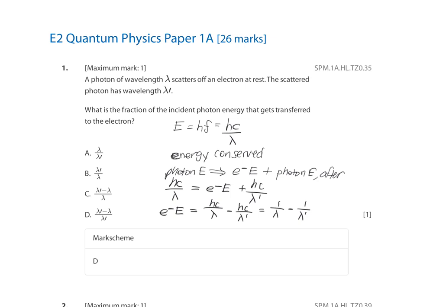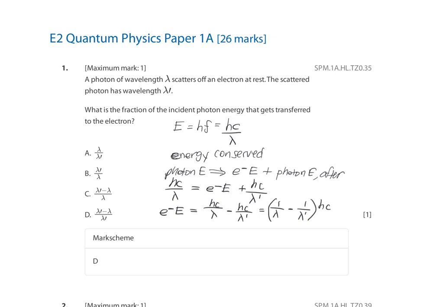And so the electron energy is hc over lambda minus hc over lambda prime, which is not an answer choice. But it says what is the fraction of the incident photon energy that gets transferred to the electron. So it's not actually asking about the energy that gets transferred to the electron, but the fraction of the original. I don't know why they're overcomplicating this, but let's break it down a little further.